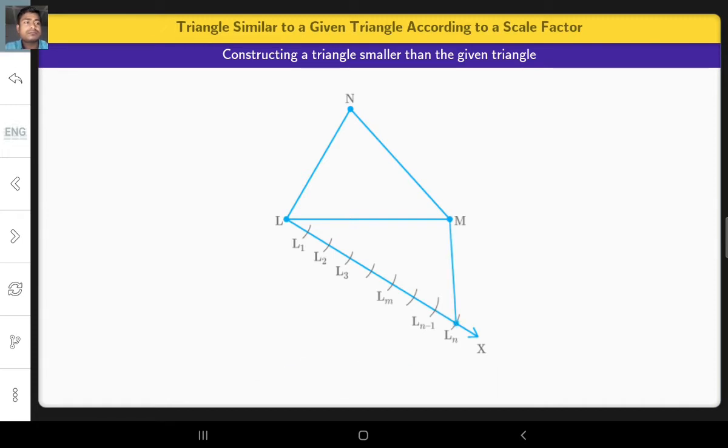Join LnM. From the point Lm on LX, draw LmM' parallel to LnM that touches LM at M'. Draw M'N' parallel to MN that touches LN at N'. Triangle LM'N' is the required triangle similar to triangle LMN, whose sides are m by n times the corresponding sides of triangle LMN. Tap the button to understand this better with an example.